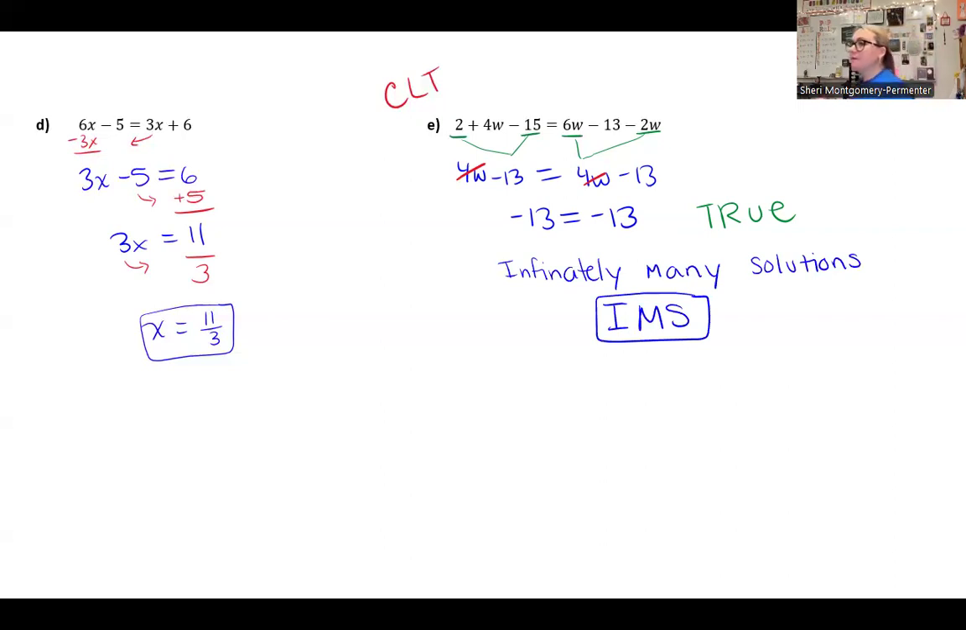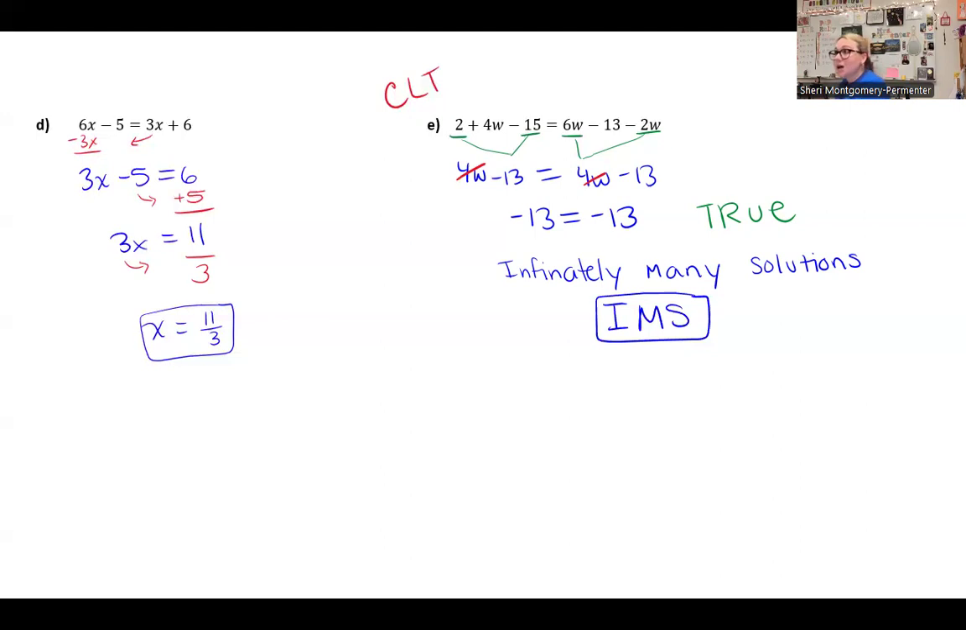So if we could have infinitely many solutions, when you get to a statement, 4 equals 4, 7 equals 7, negative 13 equals negative 13, that's a true statement. What do you think happens if you get a not true statement? 4 equals 12. So when it's true, there's a million plus different answers, an infinite amount of answers. What if you get a false statement? How many answers do you think there are?